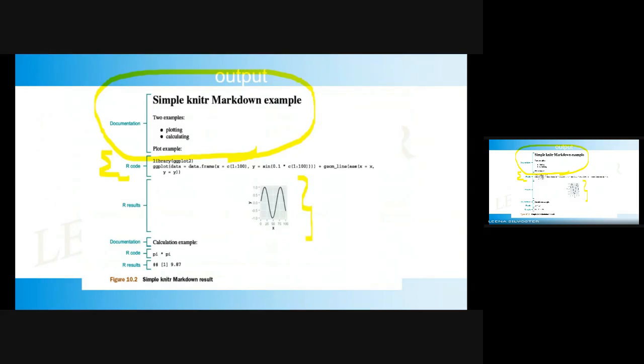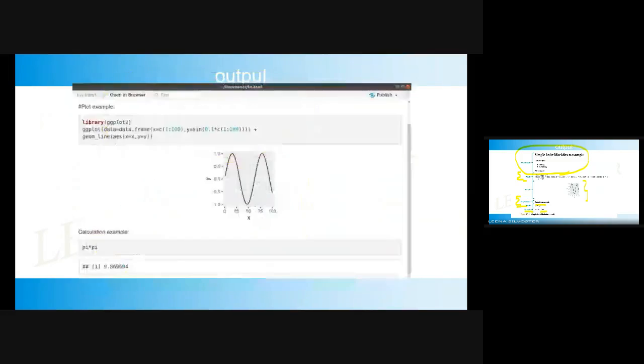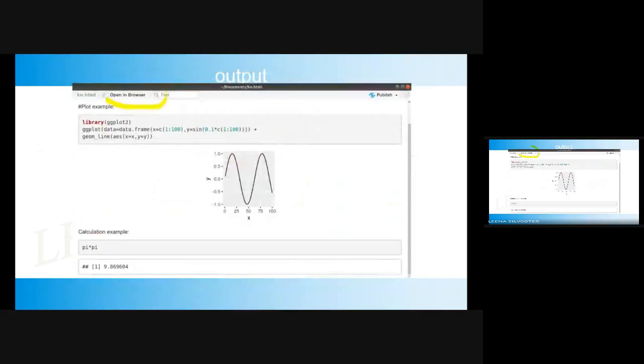Then the next example: this one is the documentation. This is the R code, and the result of pi into pi is printed here, that is 9.81. This is an example of a simple markdown. You can also open the result in the browser or publish it.